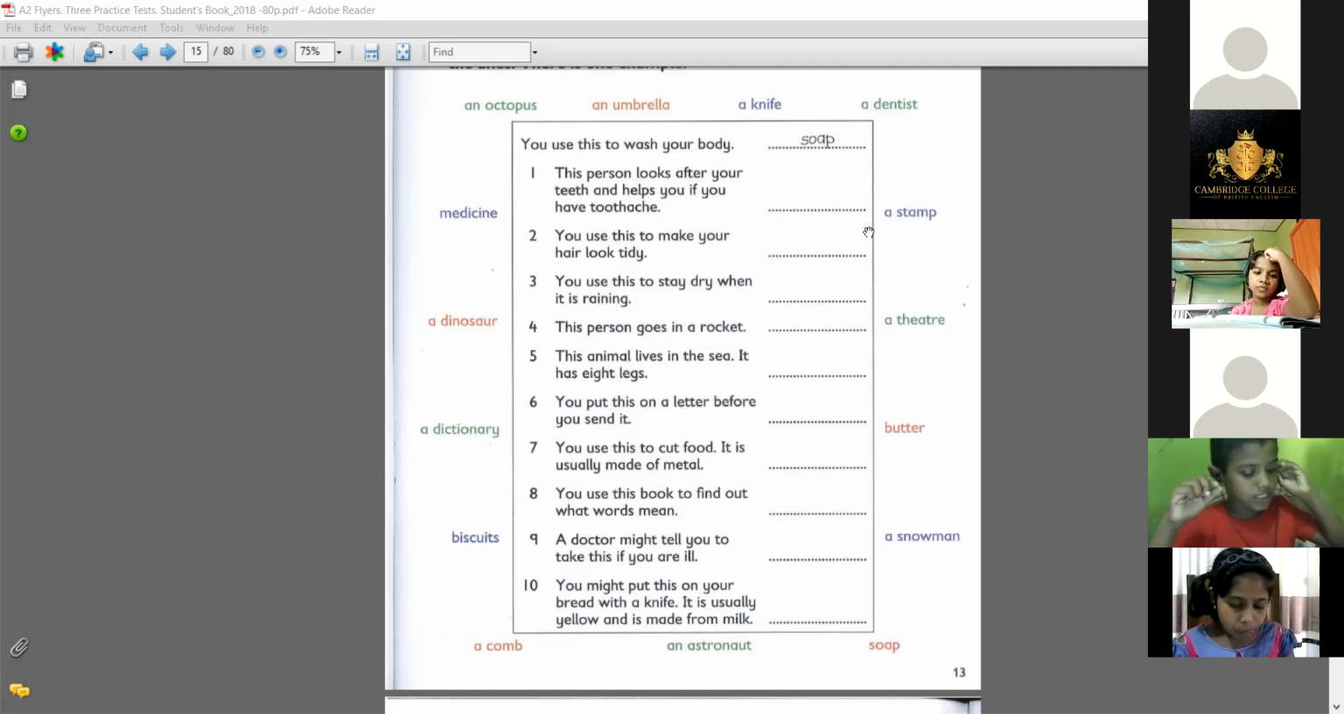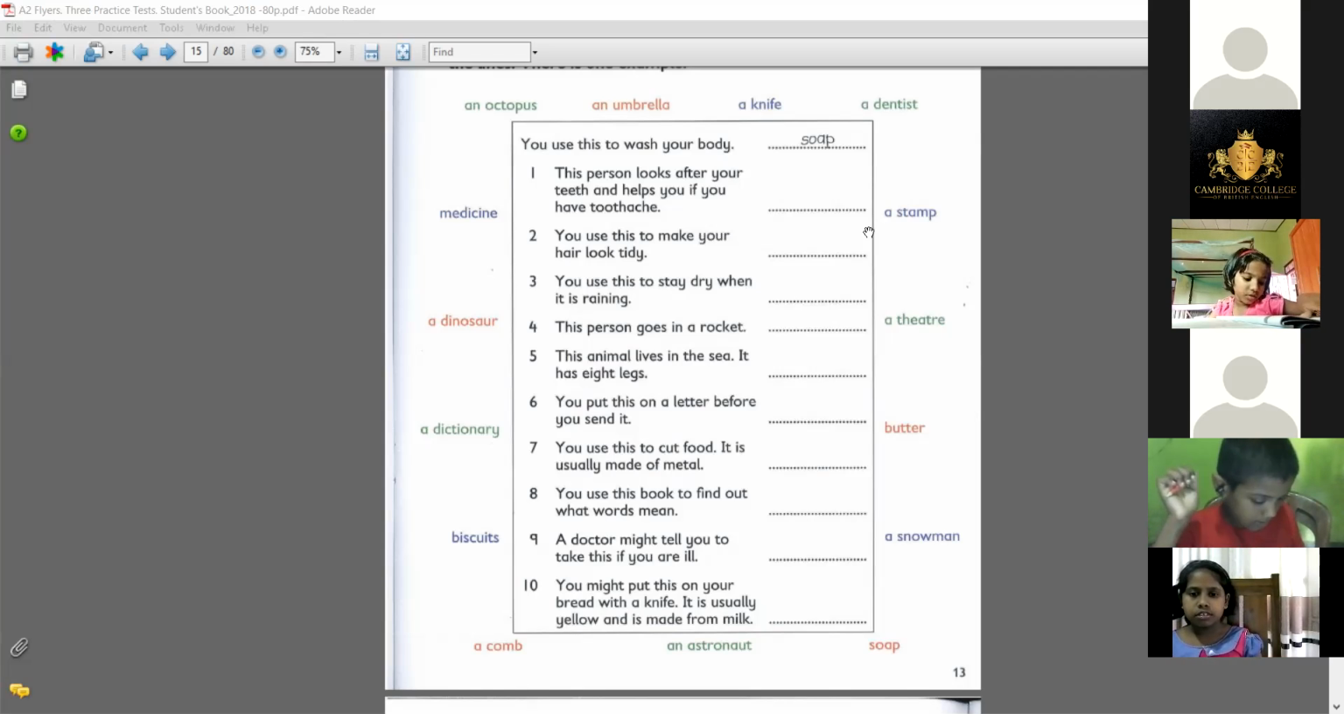This person looks after your teeth and helps you if you have to go to a dentist. The second one. You want to give the answer also. The third one is an umbrella. Okay, number one, what is the answer? A dentist. Okay, read the second question and the answer both. The second answer is a comb. The third answer is an umbrella.